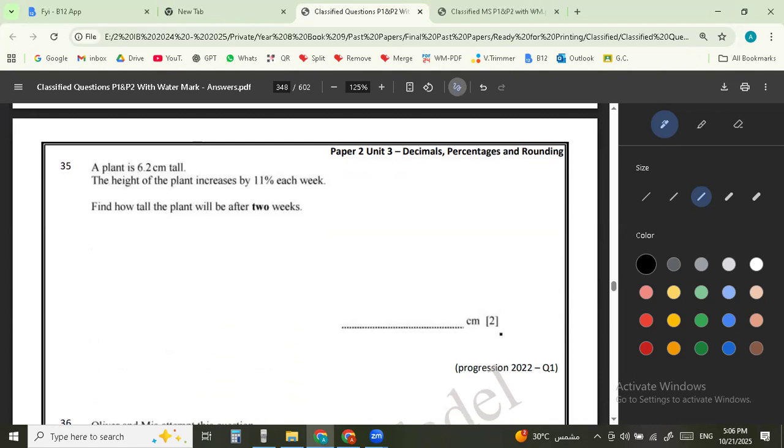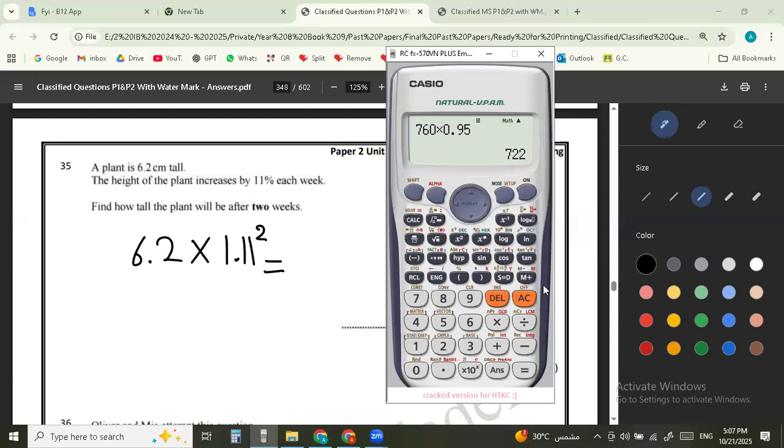Question 35. A plant is 6.2 centimeters tall. The height of the plant increases 11% each week. They want how tall the plant will be after 2 weeks. 6.2 times increase 11%, that means 1.11. But they want after 2 weeks, so to the power of 2 equals, then you write the answer over here. So 6.2 times 1.11 squared. It is 7.63902. Am I supposed to write all of this?